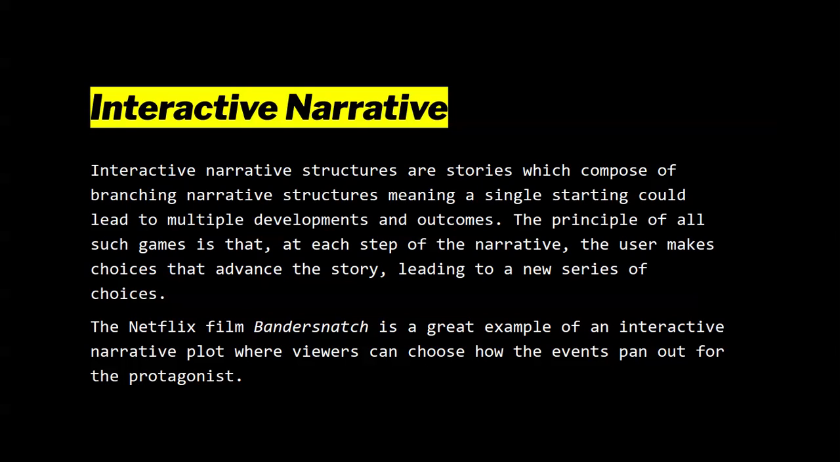And interactive narratives, so they're quite new in terms of how they are done. They are stories which compose branching narrative structures, meaning a single starting point could lead to multiple developments or outcomes. So the principle of all such games is that video games use this type of interactive narrative, and at each step of the narrative, the user makes choices that advance a story, leading to a new series of choices.